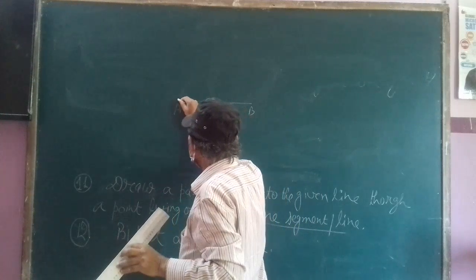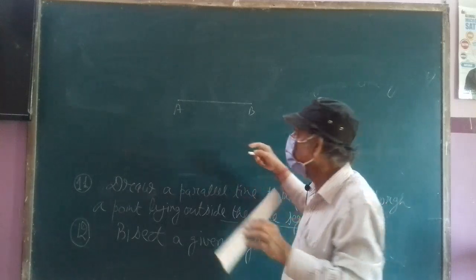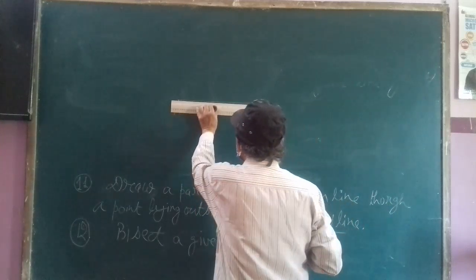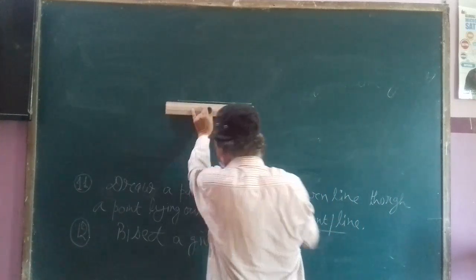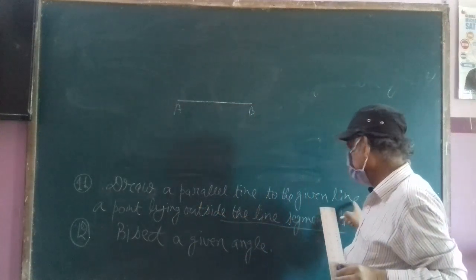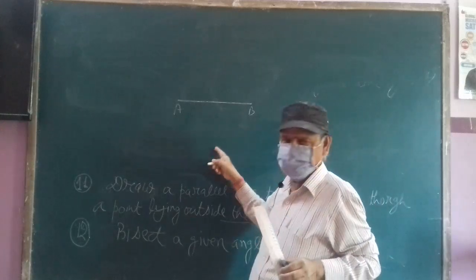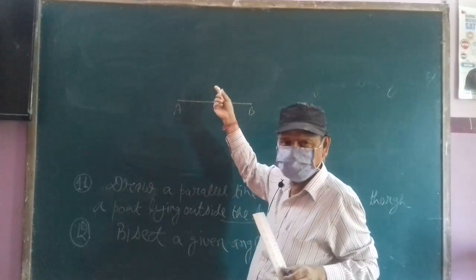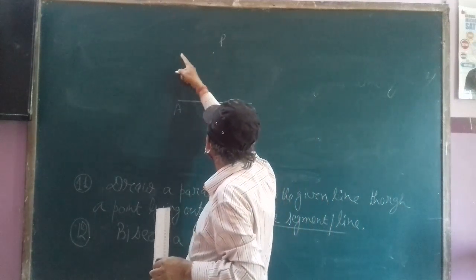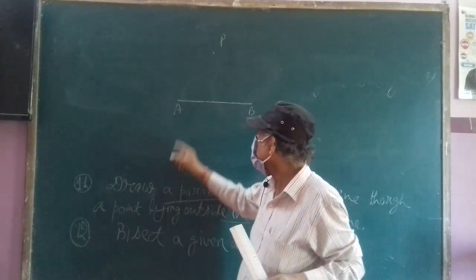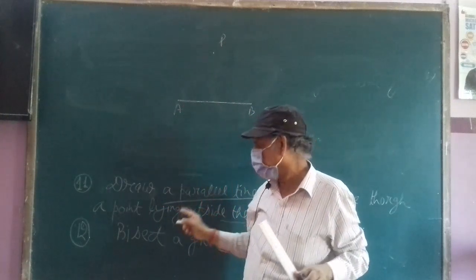See, it is A and this is B. Okay, is it visible to you? Then what should you do? You draw a line to the given line through a point. This point is lying outside the line. It may be in the downward direction or in the upward. Say it is P here. You have to draw a line parallel to AB with the help of set square.